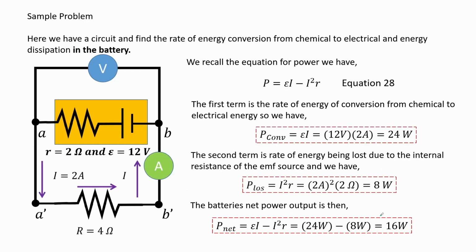Sample problem. Here we have a circuit and find the rate of energy conversion from chemical to electrical and energy dissipation in the battery. The given values are shown on the figure. We recall the expression for the power output for EMF sources shown in equation 28. The first term is related to the rate of energy conversion from chemical to electrical energy, so if we calculate this we have 24 watts. The second term is the energy dissipated or lost due to the internal resistance of the EMF source, and it is 8 watts. The battery's net power is just the sum of the two using equation 28, and it is 16 watts.